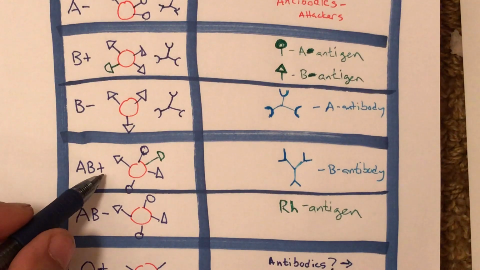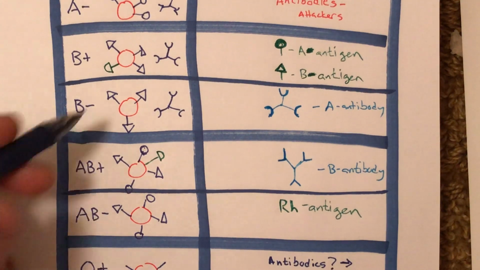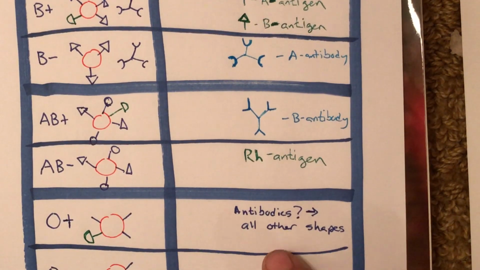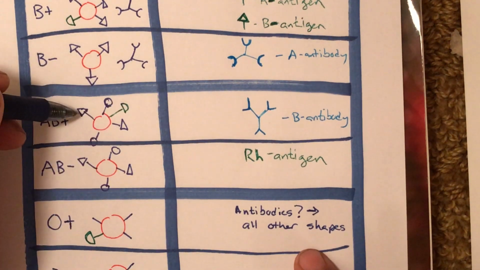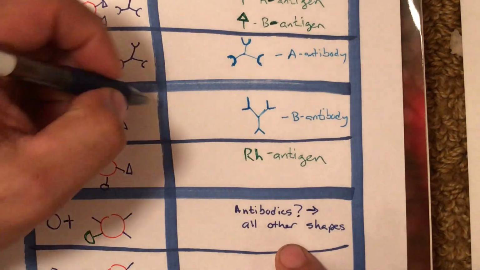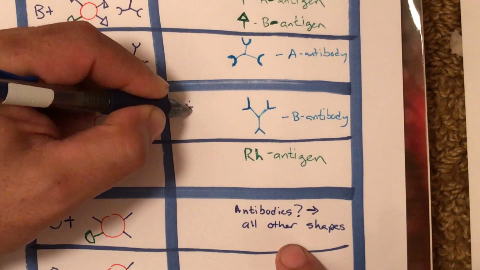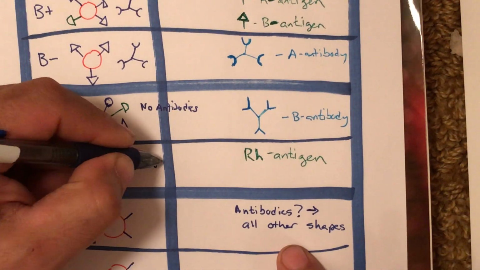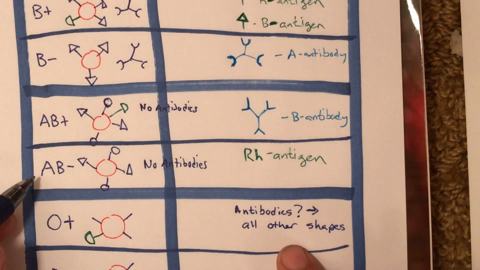Now we've got AB blood here. What shapes of antigens do they have? They have triangle and circular. And we need to put in all other shapes. Well, there are only two shapes involved. If we ignore the D, this person has triangle and circular, so there are no shapes left over. So no antibodies, because they're both taken up. Again, no antibodies for both AB positive and AB negative.